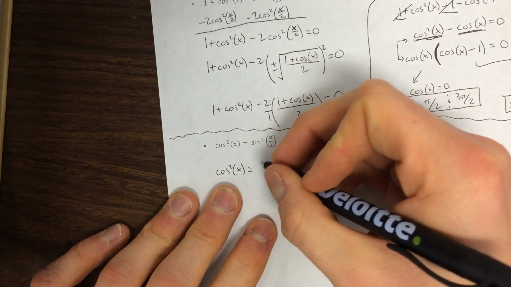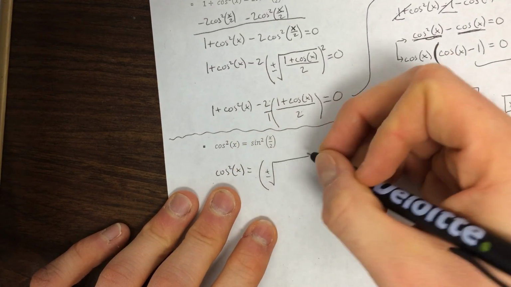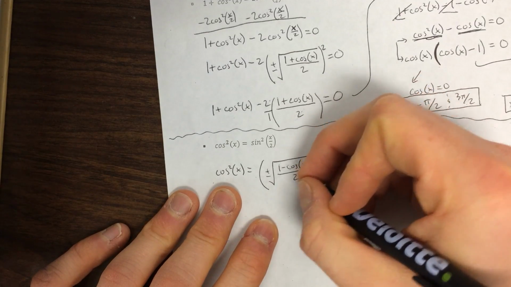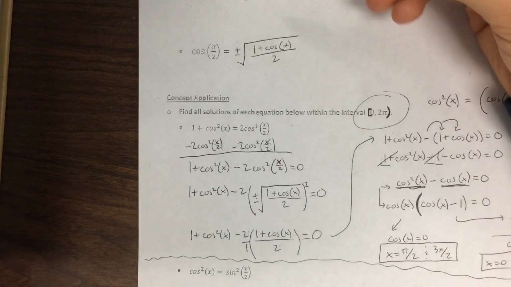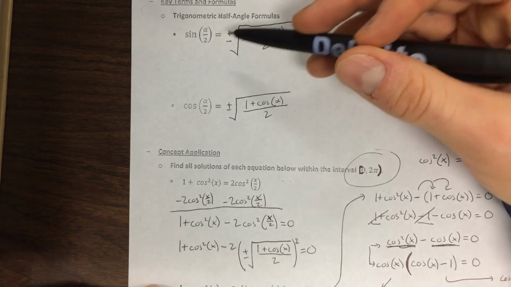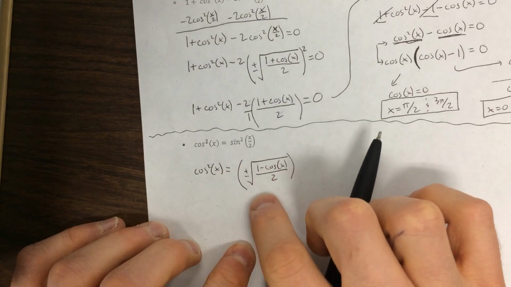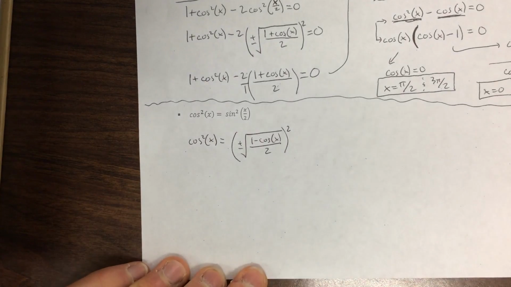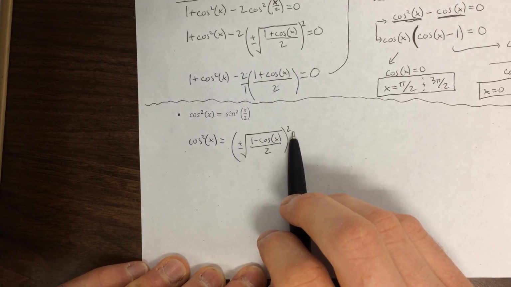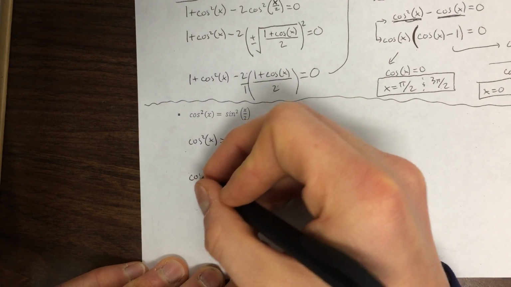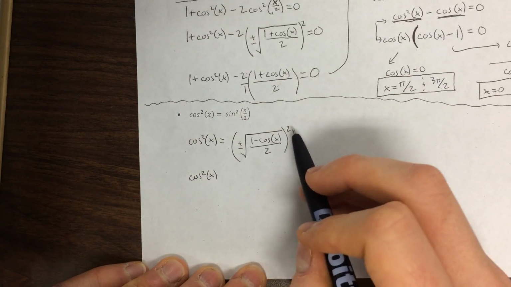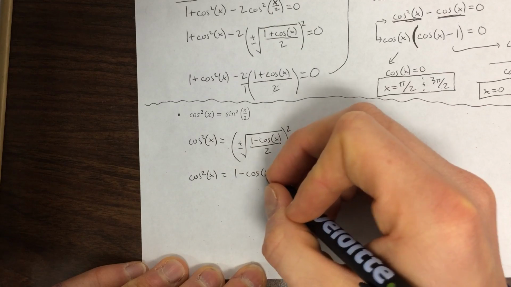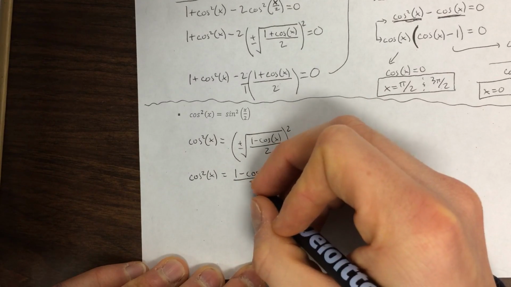Cosine squared of x equals positive and negative square root 1 minus cosine x, over 2. We're just using the formula here, replacing it with this formula because of the half angle. Replacing it here, squaring that. Now if we do that, similar thing, the positive and negative, if we square it, that would go away, and the square root would go away, because the square root squared, that goes away. So we would have 1 minus cosine x over 2.